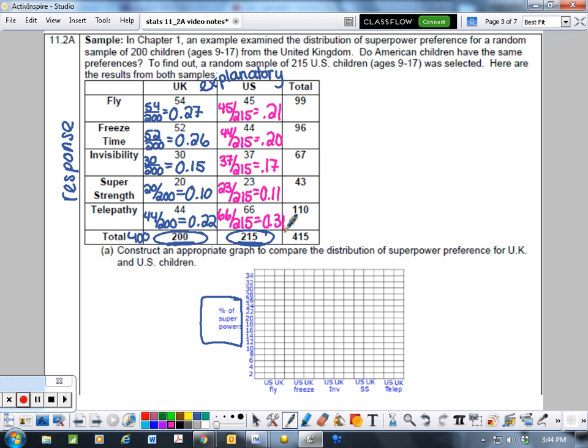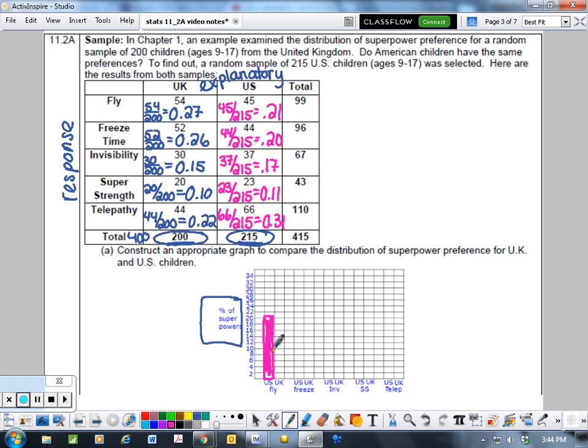And so we can graph these and we can look, is there really a difference? Are they pretty close? And in fact, we can do that just by telling the numbers. But usually when we're presenting this information to other people, we want them to take a look because the visual makes so much more sense than the numerical. So we're going to go ahead and we're going to graph the U.S. For fly, it's 21%. So right about here.